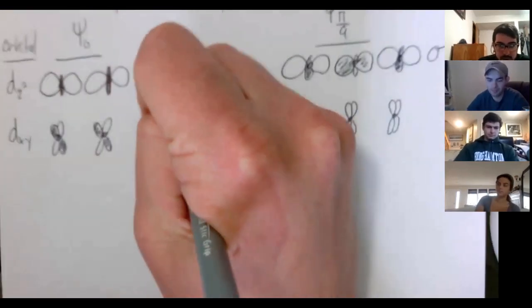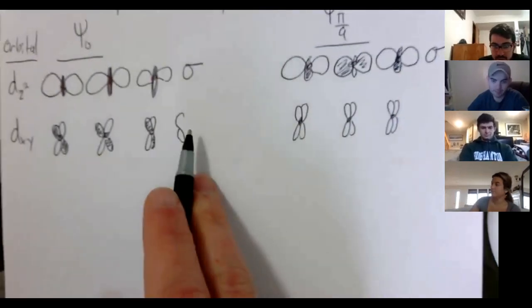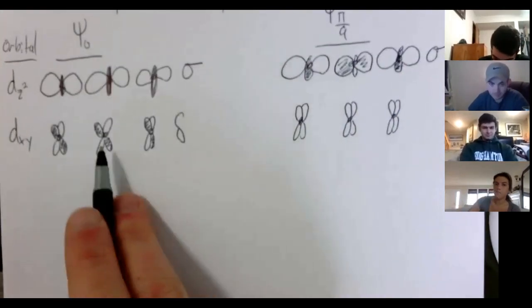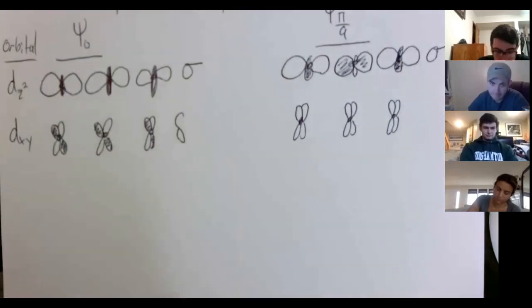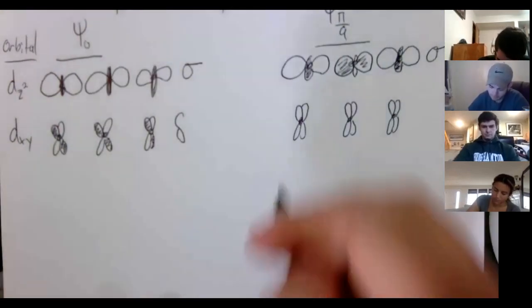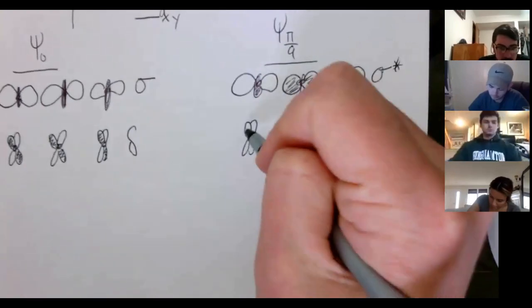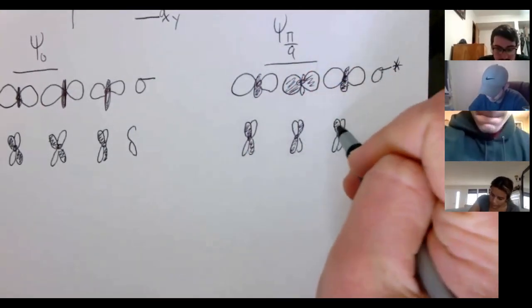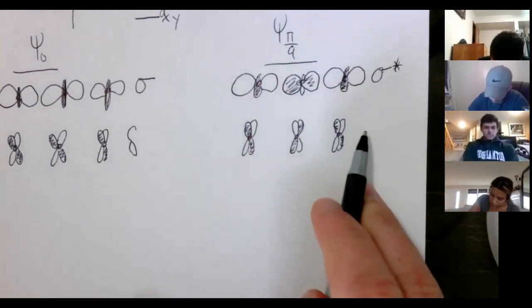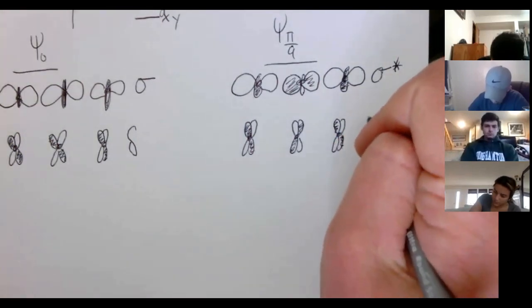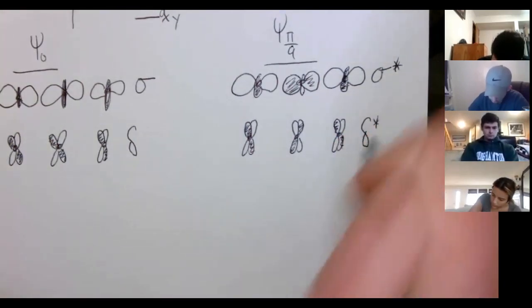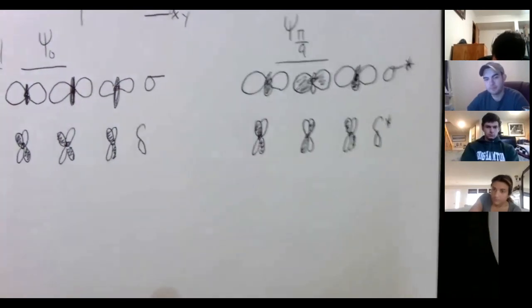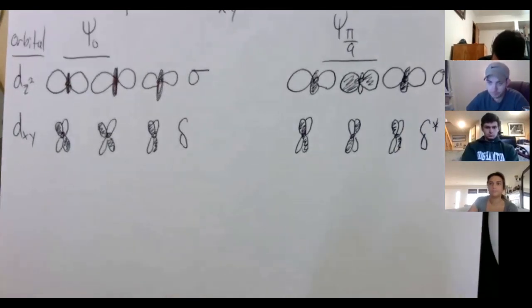Yep, delta. And now, is this delta bonding or anti-bonding across here? Bonding. Yep, it's bonding. Now, for the other one, we have to color in the orbitals in the opposite pattern. They're out of phase with one another. What does that mean for this type of orbital? Anti-bonding. Yep, delta star. Okay, 2 down, 3 left to go.